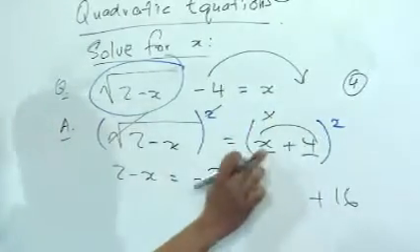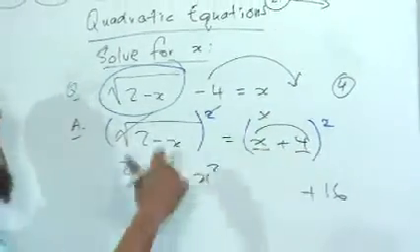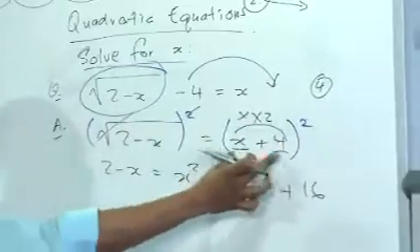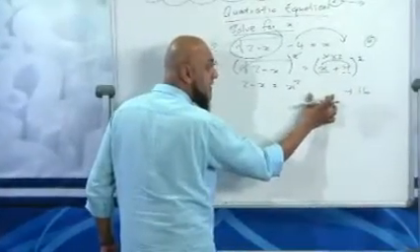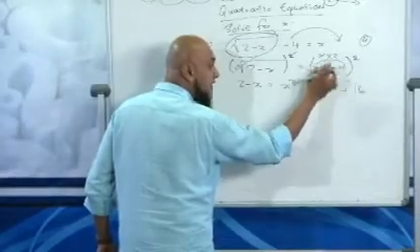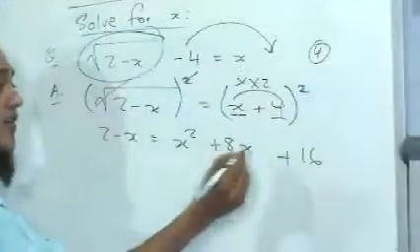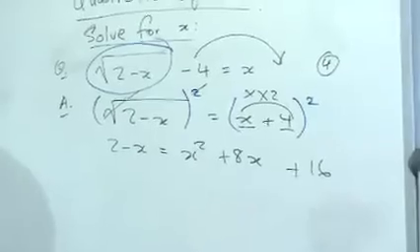Multiply the 2, so x times 4, 4x, and times it by 2. Remember, that's the shortcut of squaring a binomial. Multiply the 2 and times it by 2 to get the middle term. So x times 4 is 4x, times 2, 8x. So we got x squared plus 8x plus 16.